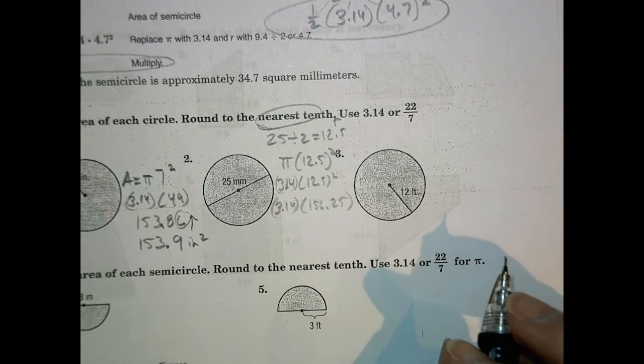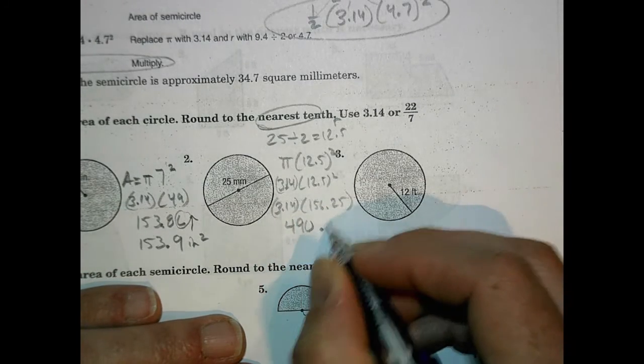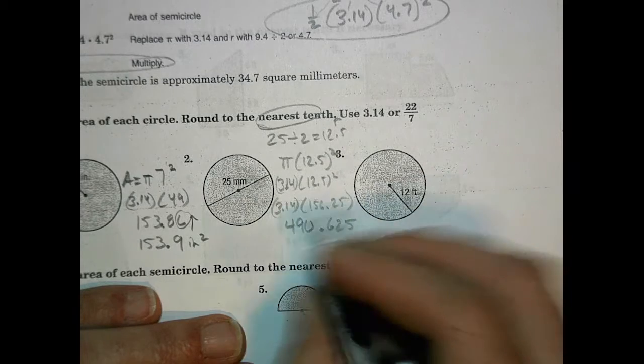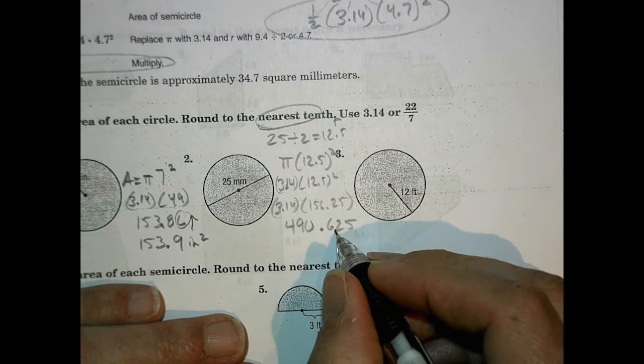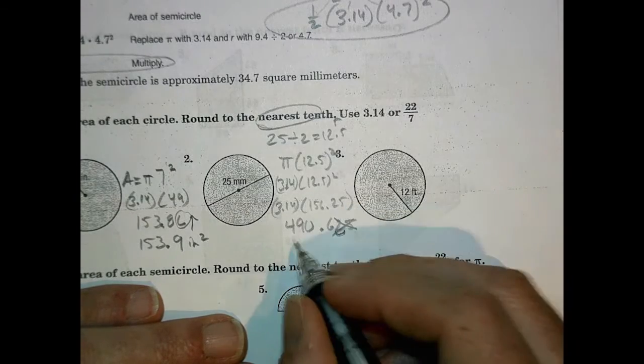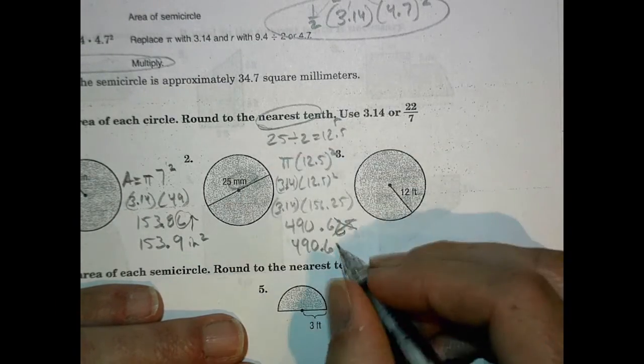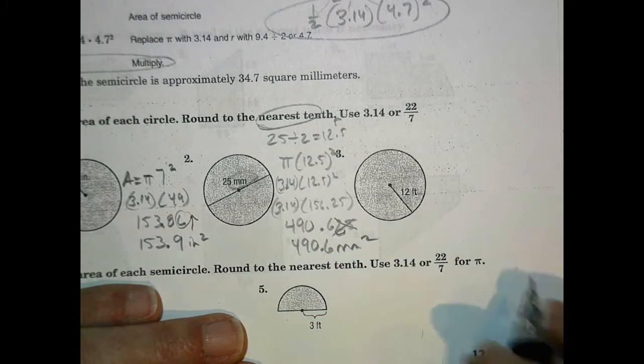Oftentimes when we make ones for a test for you guys, we try to make sure the numbers are easy to work with and you don't have long, crazy stuff here. I want to get to the nearest tenth, so I'll look here. It's less than 5, which means I'm just going to chop it off. I have 490.6, and we're doing it with millimeters squared.